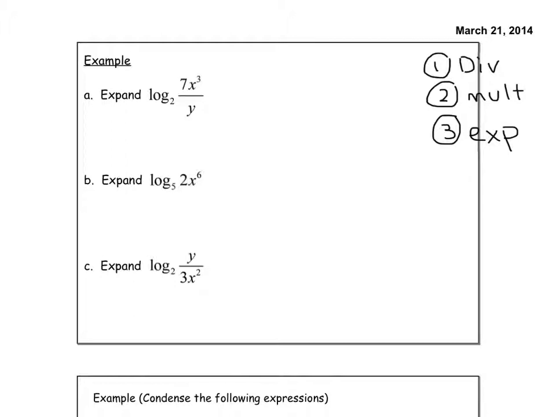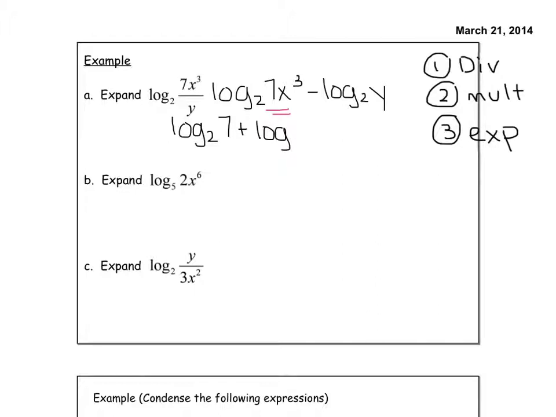When I first expand the division part, it's log base 2 of 7x to the third minus log base 2 of y. So I first got rid of the division. I expanded the division. Next, I'm going to expand the multiplication. I have multiplication left right here, 7 times x to the third. So I want to expand that. So I have log base 2 of 7 plus log base 2 of x to the third minus log base 2 of y. So I expanded the multiplication.